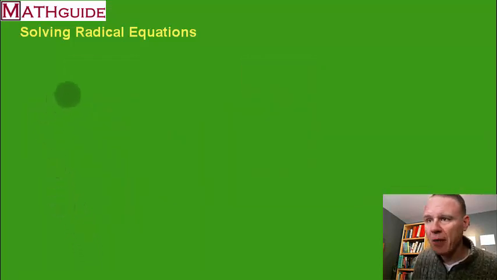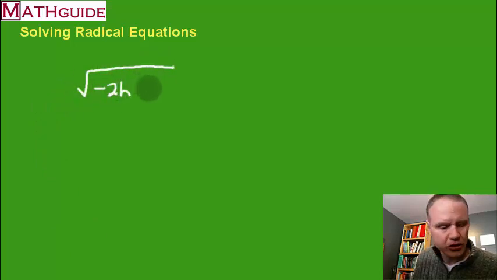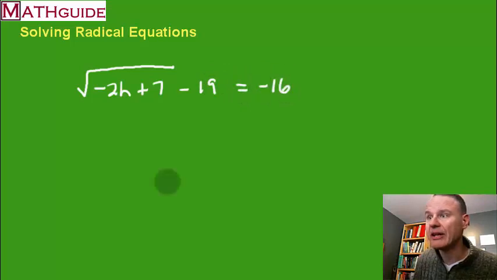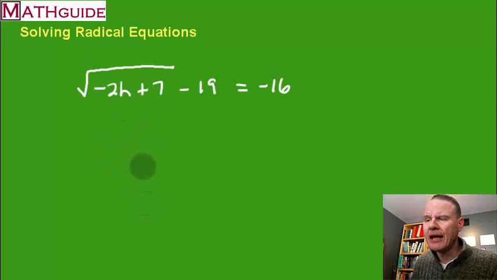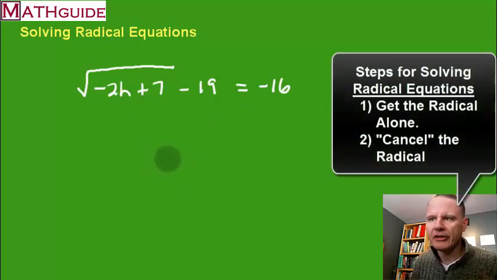So here's the problem. Let's say we've got negative 2h plus 7 under a radical. We're subtracting 19 from it. That's equal to negative 16. So we're trying to solve for h here. Anytime you solve these problems that have a radical in it, it's a radical equation, an equation with a radical in it, there are two things that you have to be concerned about. Well, the first thing is you've got to get the radical alone.